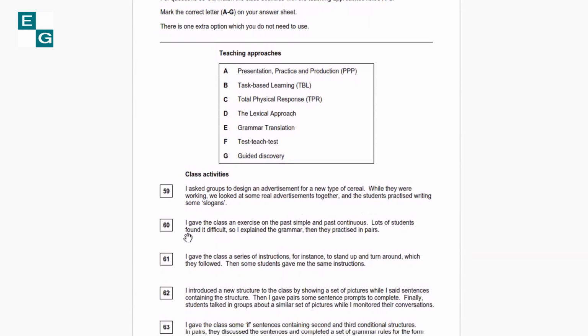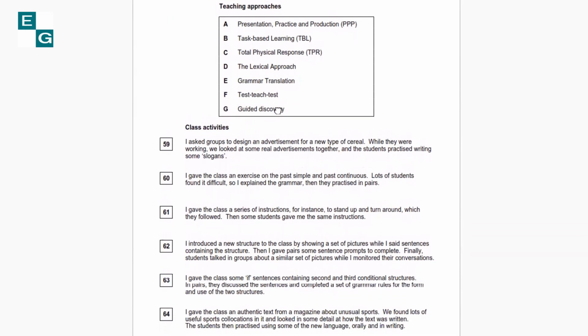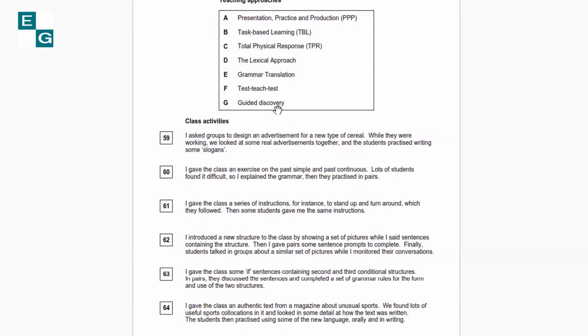And now we're going to talk about the teaching approaches. For questions 59 through 64, match the class activities with the teaching approaches listed A through G. Mark the correct letter A through G on your answer sheet. There is one extra option which you don't need to use. So here we have the teaching methods, and then we have the class activities. So we're going to go ahead and read the first one, number 59.